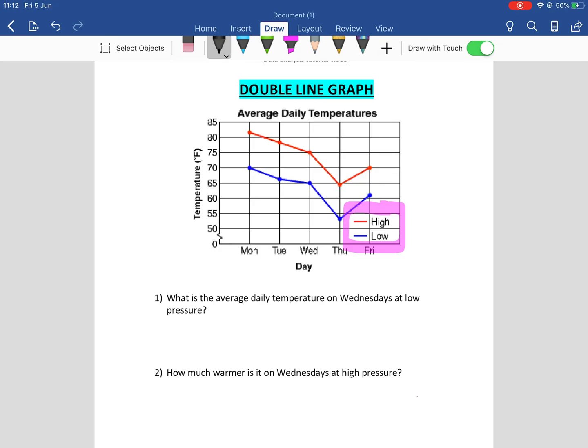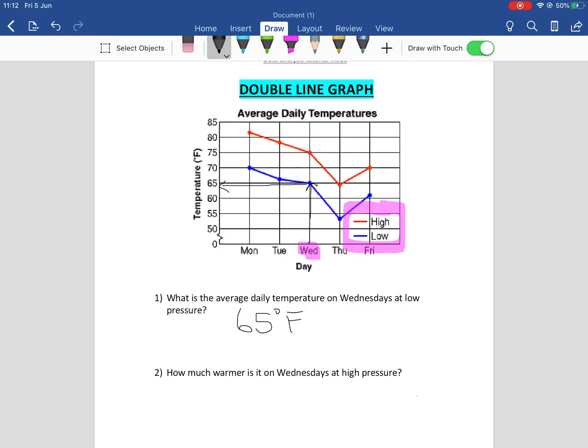So, question 1, what is the average daily temperature on Wednesdays at low pressure? So we have to, first of all, find where Wednesday is, read up our graph, make sure we're looking at the right line, so it's talking about low pressure, so that's our blue line, and we're going to read along to our y-axis, which is 65 degrees, and in this case it's in Fahrenheit, so it's got an F after it.